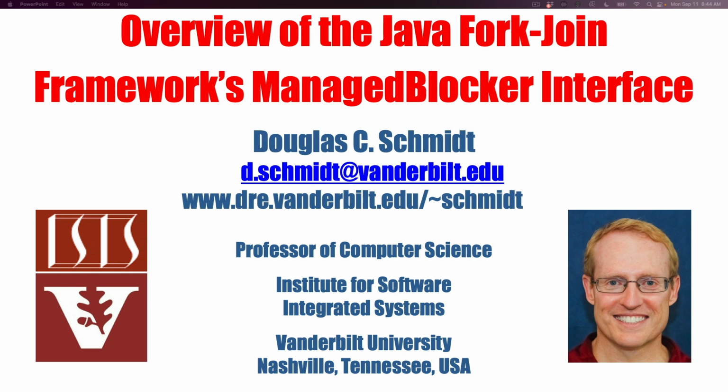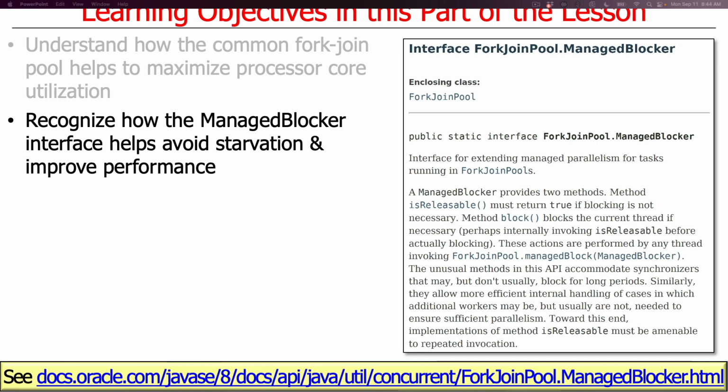So we're going to pick up where we left off last time with more discussion about the Java ForkJoin framework's ManagedBlocker mechanism, its interface, its behavior, and so on and so forth. And we're going to talk about how the ManagedBlocker interface helps avoid starvation and improve performance, particularly for blocking operations.